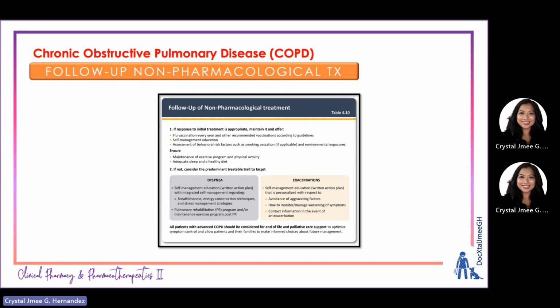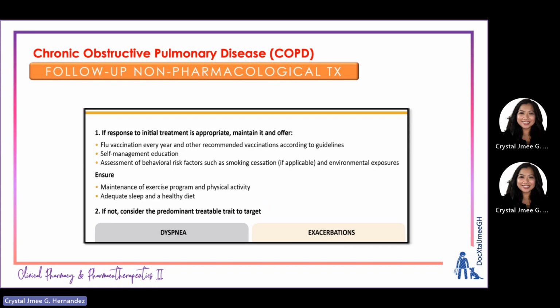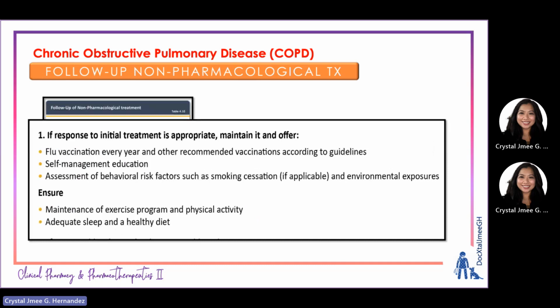So follow-up for the non-pharmacological treatment. How do we go about it? If the response to initial treatment is appropriate, maintain it and offer flu vaccination every year, and other recommended vaccinations per the guidelines in the local area. Then self-management education, especially with the use of the devices, and assessment of behavioral risk factors such as smoking cessation and environmental exposure. We need to ensure that there is maintenance of exercise program and physical activity, adequate sleep, and a healthy diet.